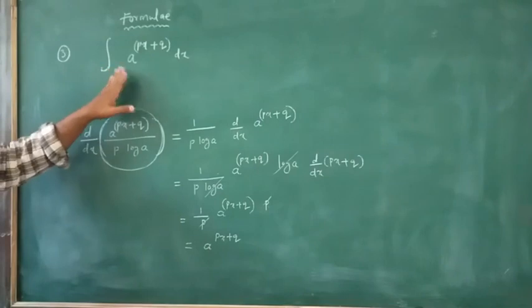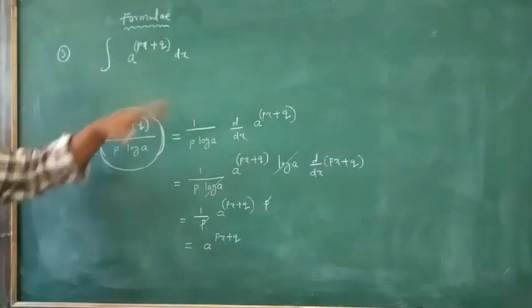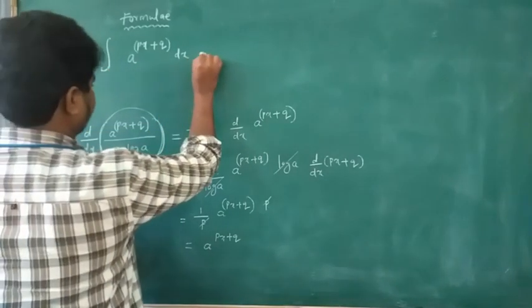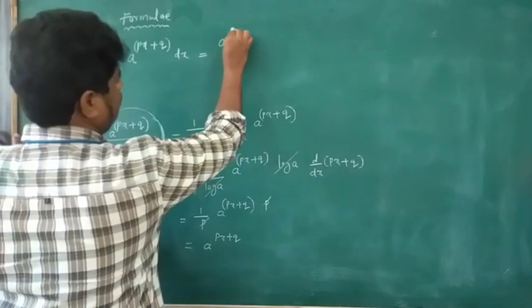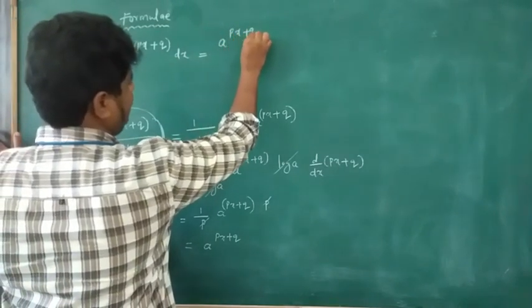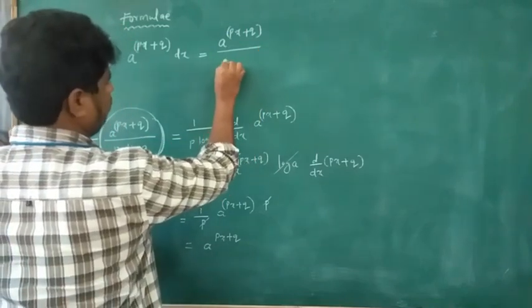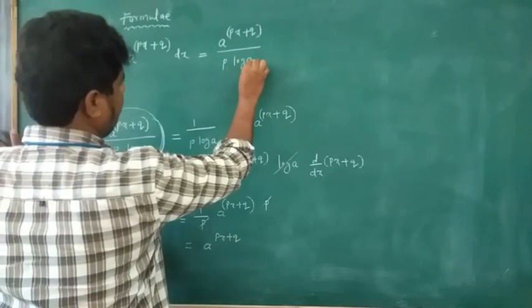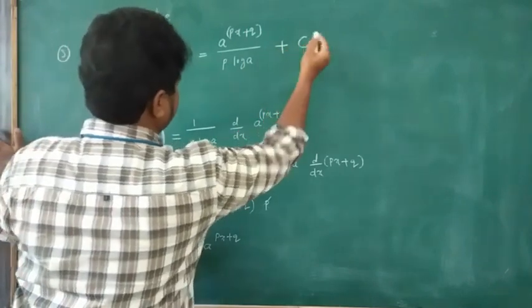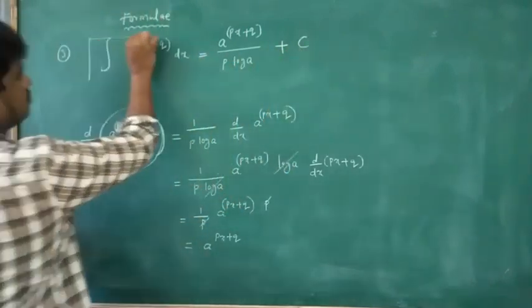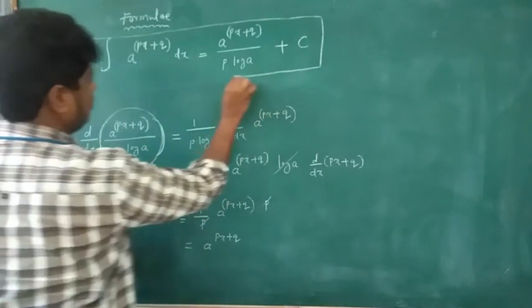Here what is the integral of a to the power of px plus q? That will be a to the power of px plus q divided by p log a plus c. It is the third one.